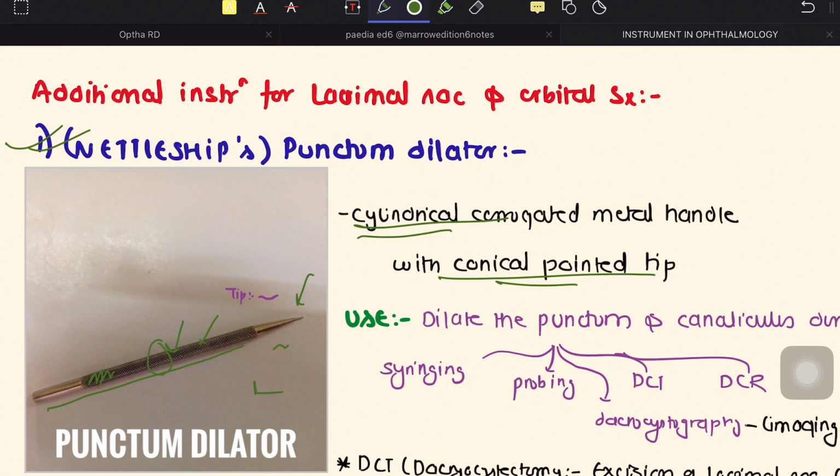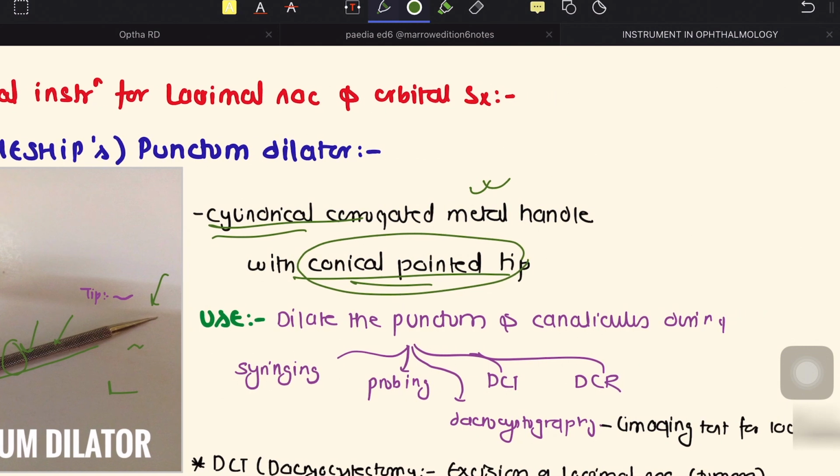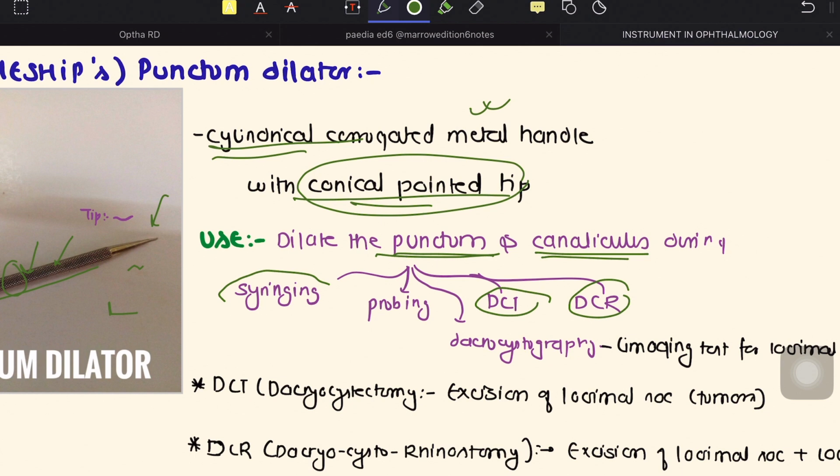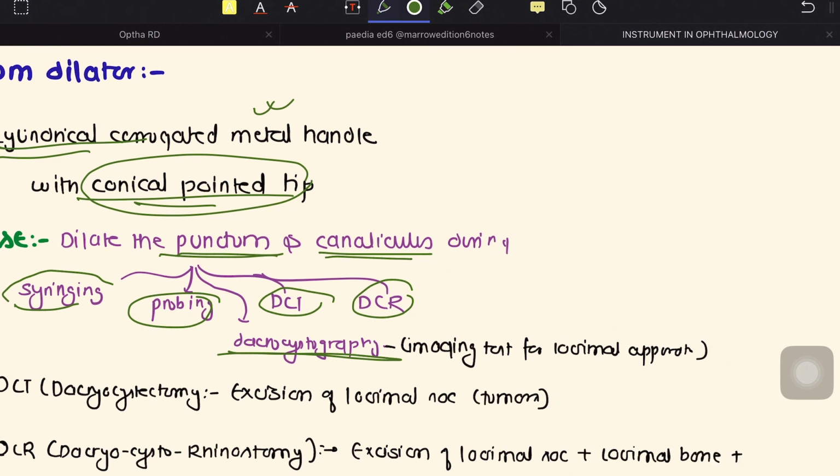So the needle-shaped punctum dilator is a cylindrical corrugated instrument with a corrugated metal handle and a conical pointed tip. It is used to dilate the punctum and the canaliculus during surgeries like DCT and DCR, that is dacrocystectomy and dacrocystorhinostomy, and during investigative procedures like syringing as well as probing. It is also used during investigations like dacrocystography, where we usually put a dye through the canaliculus and it visualizes the lacrimal drainage system. So it is an imaging test for the lacrimal apparatus.